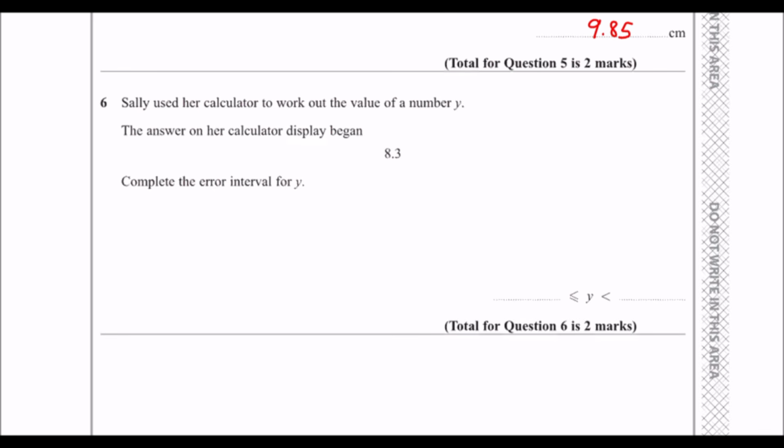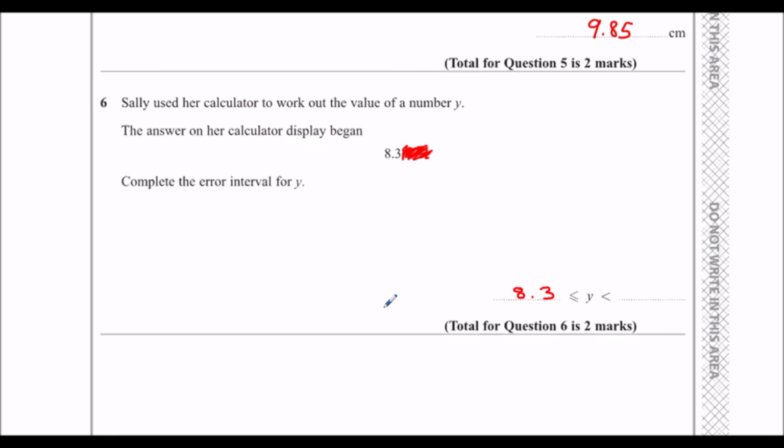Question 6. Sally used her calculator to work out the value of another number y. The answer on a calculator display began 8.3. Complete the error interval for y. So this is truncating. So it began 8.3. She's essentially just crossed off anything that came after. And that means the lowest thing it can be is 8.3. And it can be anything all the way up to 8.4.